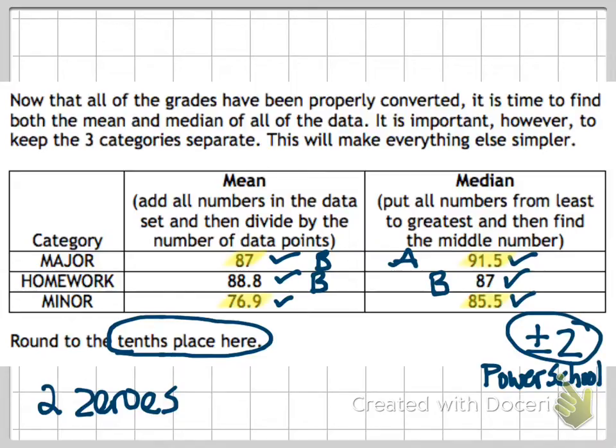As a teacher and as a student, which of these scores shows a better understanding of the material? Would it be the mean, which is factoring in assignments not turned in, or would it be the median, which factors in the midpoint of all of your attempted grades? In my opinion, the 85.5 right here is a much stronger indicator of how well you understand something.